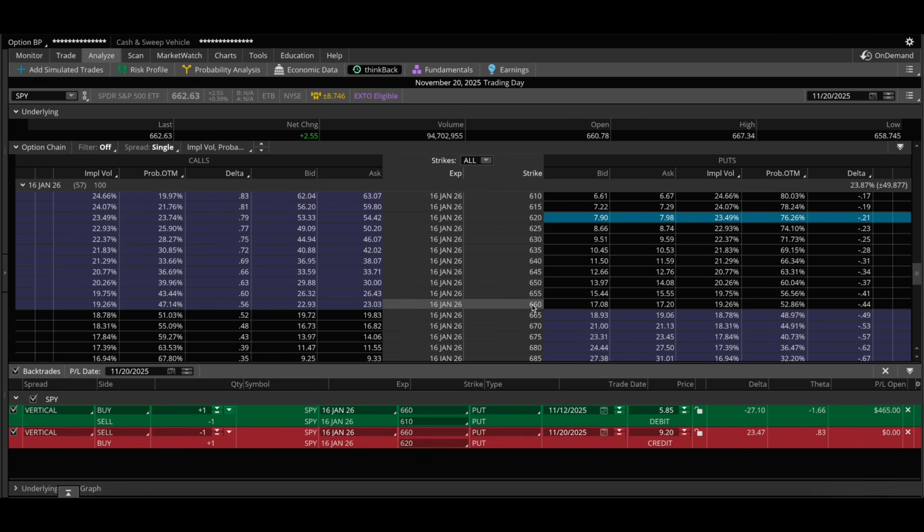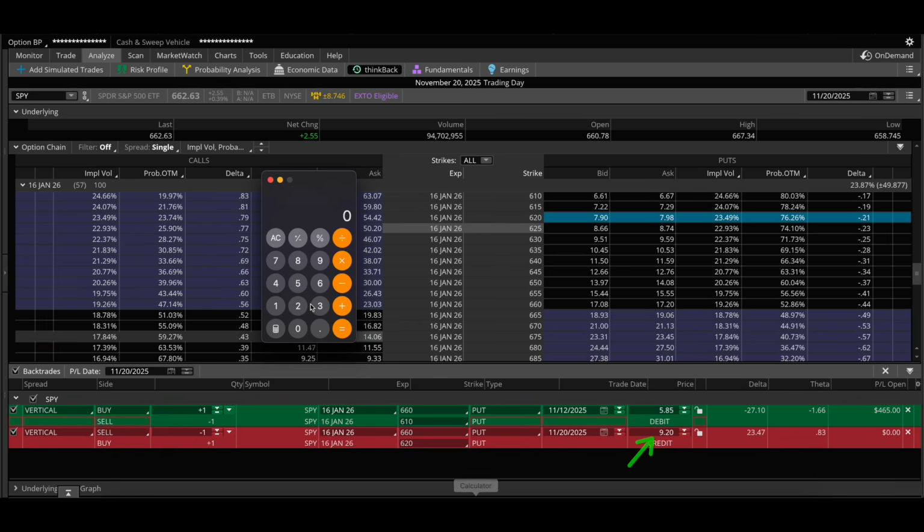So we sold the 660. We sold out of that. And we bought the 620. That adjustment would bring in a net credit of $9.20. So in order to open the position, we paid $5.85, and this would bring in $9.20. So if we take $9.20 minus what we paid to open the position, we're looking at a net credit on the trade of $3.35 or $335. And we get to keep the 10-point wide put debit spread. So if the market were to continue down, that put debit spread in theory would continue to make money.